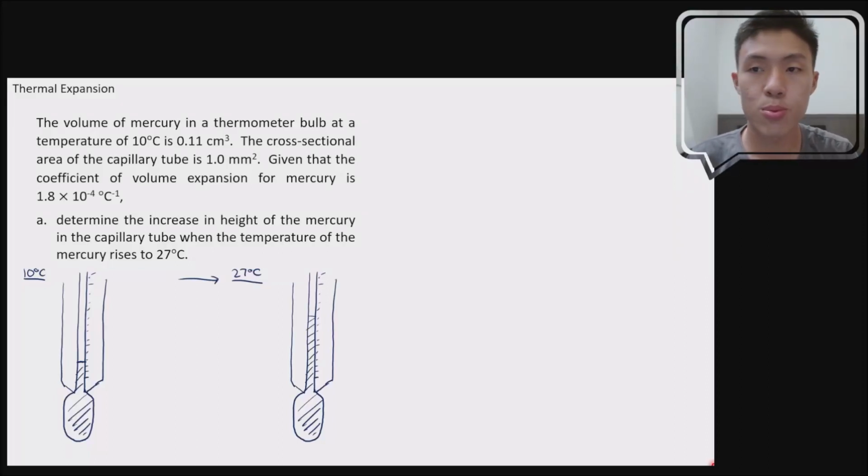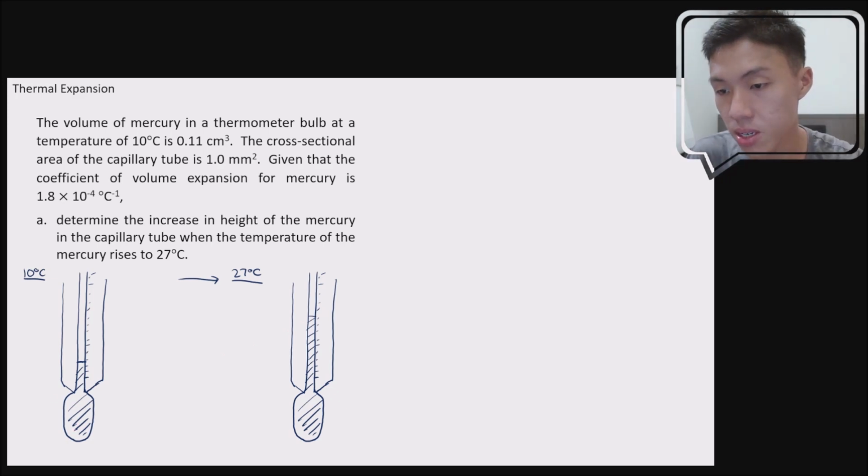Let's try to solve this problem over here. The volume of mercury in a thermometer bulb at a temperature of 10 degrees Celsius is 0.11 cm cube. So right now, I have my thermometer here. They say that the volume of mercury inside this thermometer bulb is 0.11 cm cube. So let's label the volume to be 0.11 cm cube.